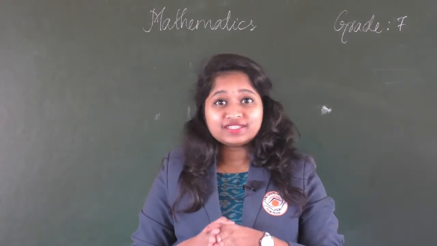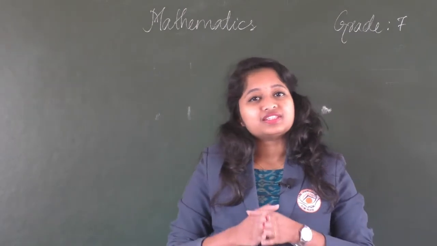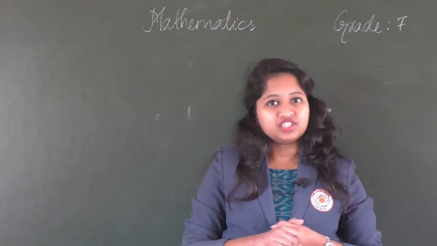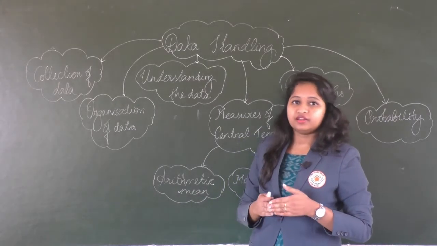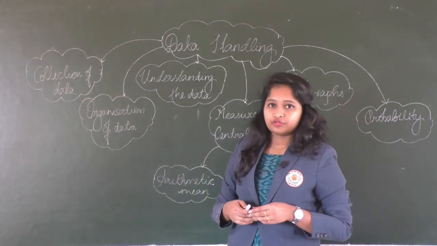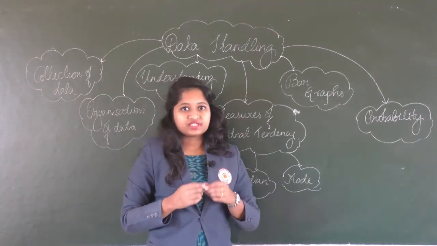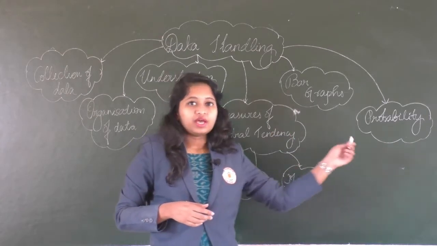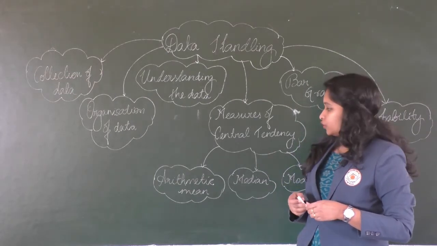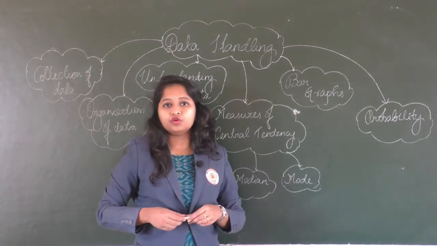You have learned about data handling in your lower classes, isn't it? So today, let's learn some more about data handling, and this is your chapter number 16. In the chapter about data handling, we would learn collection of data, organization of data, understanding the data, measures of central tendency, bar graphs and probability. So, under the measures of central tendency, we would learn about arithmetic mean, median and mode.